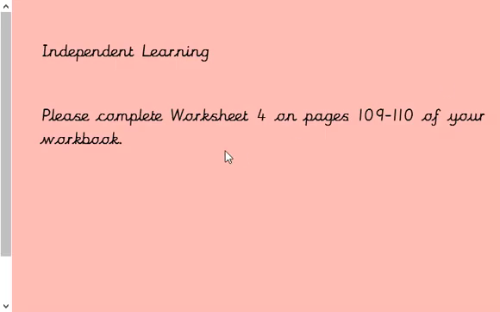Okay, now it's time for your independent learning. Now what I want you to have a look at today is worksheet 4 on pages 109 and 110 of your workbook. It will use some of the skills that you've been developing this morning. Press pause when you're ready to work or while you're working, and press play when you're ready to come back.